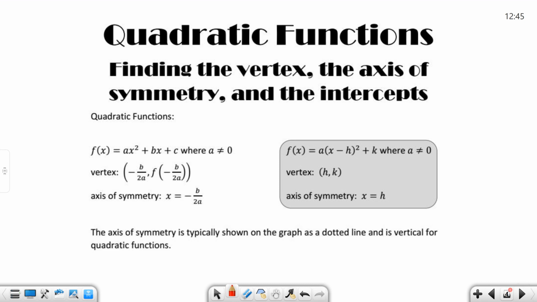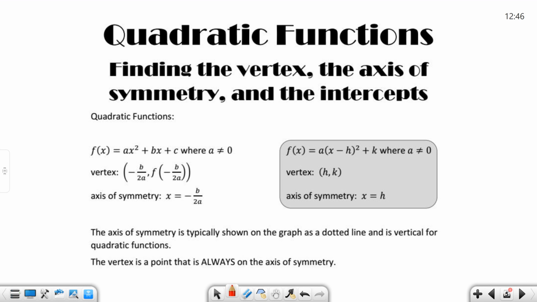The axis of symmetry is typically shown on the graph as a dotted line, and it's vertical for quadratic functions. All right, you can have other parabolas. That's what quadratic functions are called when you graph them: parabolas. You can have other parabolas that are turned different ways, and so the axis of symmetry won't be vertical, but they won't be functions. They'll be a graph of a quadratic equation of some type.